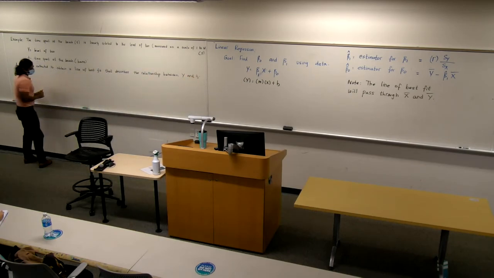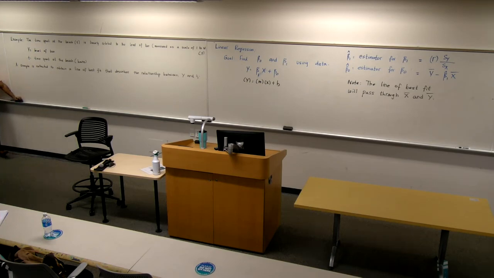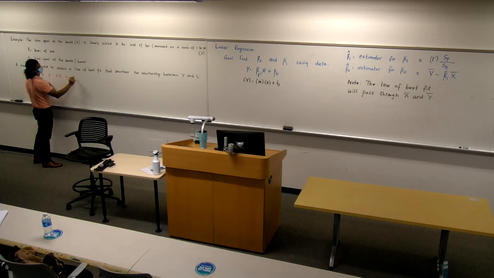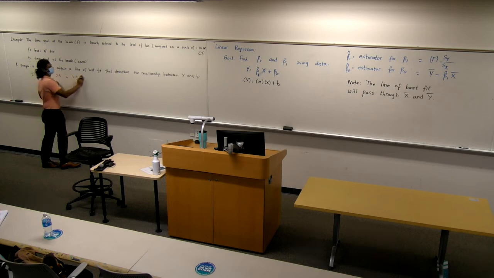So a sample is collected to obtain a line of best fit that describes the relationship between Y and T. Six hours is normal for Jersey. It depends on the day, the time of year. Okay. Put 5 and 6.5.